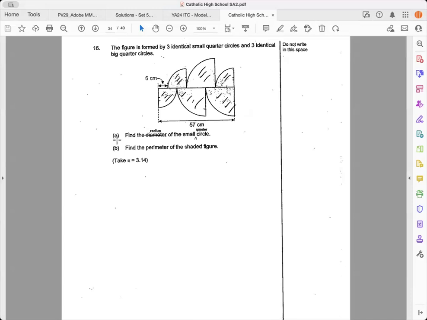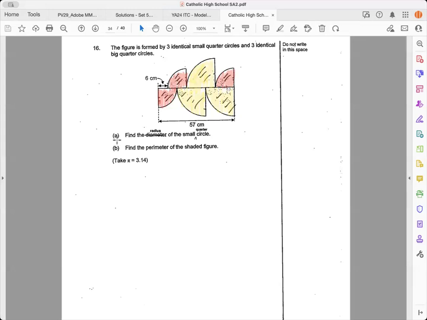The figure is formed by 3 identical small quarters. So this is the identical one, these, and these. Then this is the identical big quarters: 1, 2, 3, 4. Find the radius of the small quarter circle.